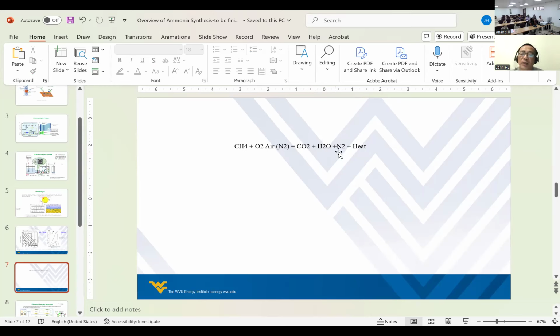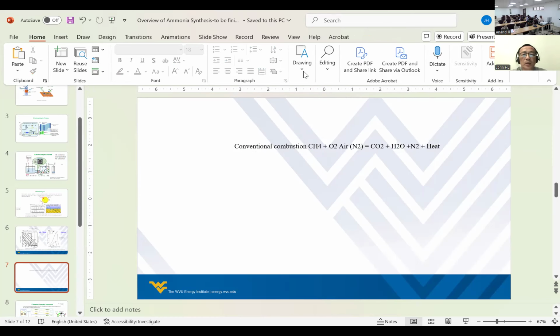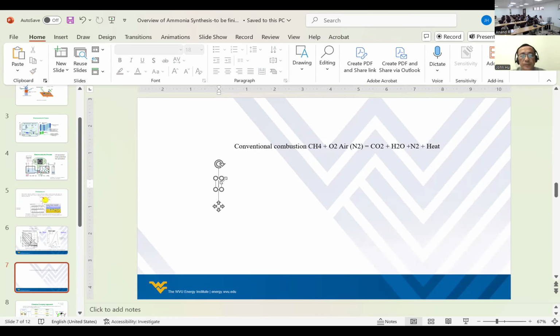So people invented the chemical looping process. Once you understand what I'm saying here, you will understand the chemical looping for ammonia. This is called the conventional combustion. So let's do the chemical looping.